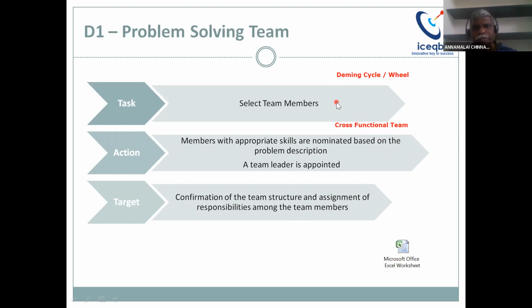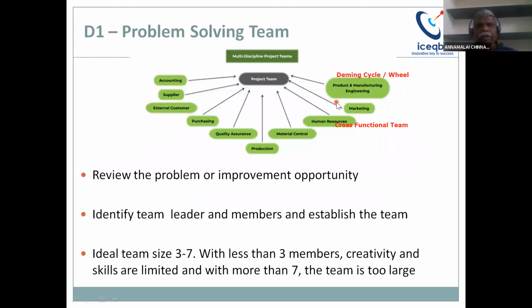In step 2, again, review the problem or improvement opportunity, identify the team leader and members, and establish the team. So the ideal team size will be around 3 to 7 people. If the team size is going to be less than 3, then the creativity, because as you are rightly saying, we will be doing a lot of brainstorming sessions in order to identify the root causes and solve the problem. If you have a lesser number of people, then the creativity will not be there in the team.